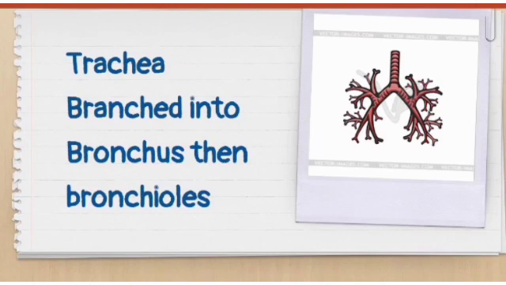The trachea divides into two, which are called bronchi, and when they go inside the lungs they are called bronchioles. They are very minute, so they can easily supply air to the alveoli properly.